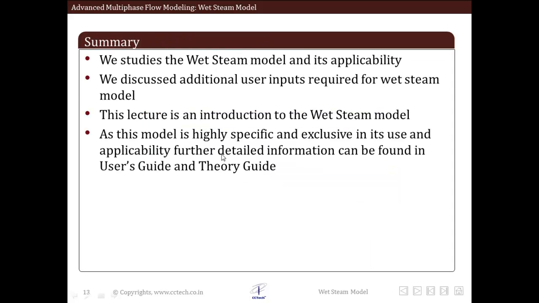So with this, we are at the end of this particular short lecture on WetStream model. We will summarize what we learned in this lecture. We studied the WetStream model and its applicability, that is what exactly is the WetStream model and where do we apply or use it. We also discussed additional user inputs that are required for WetStream model. We discussed how to input the user-defined WetStream property function C file. We also discussed some boundary conditions that are required which are specific to the WetStream model.